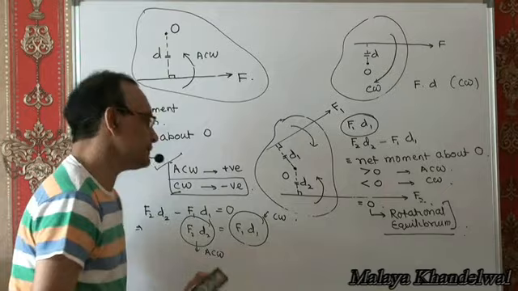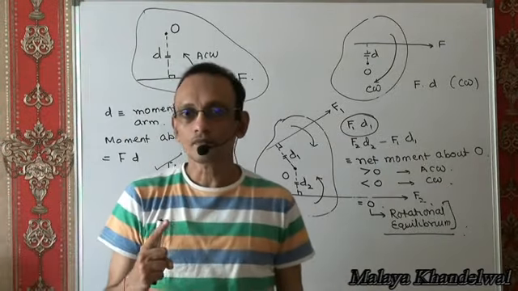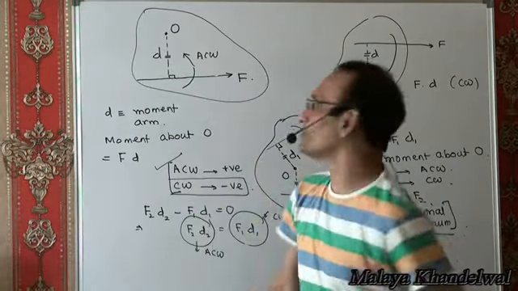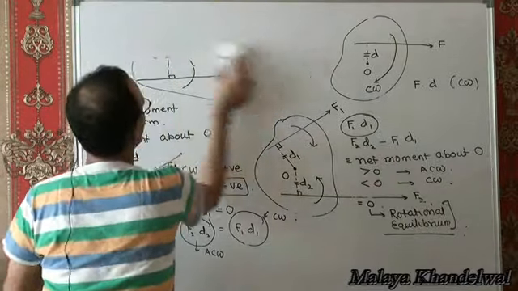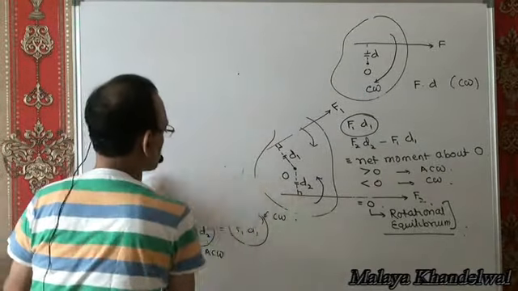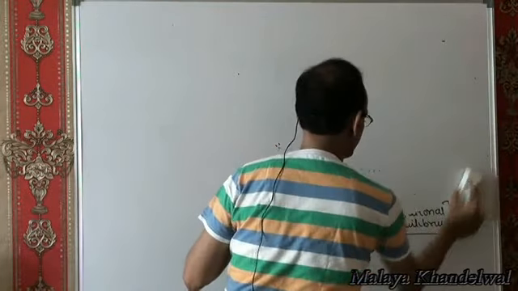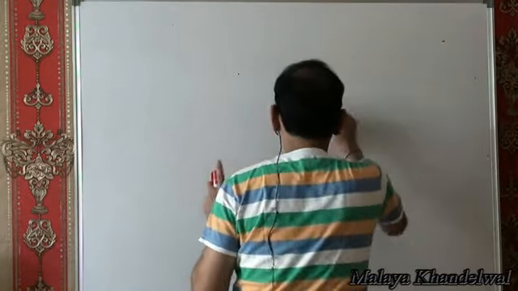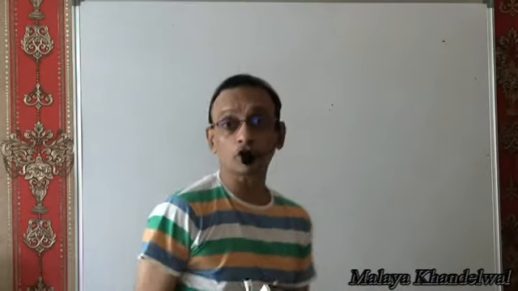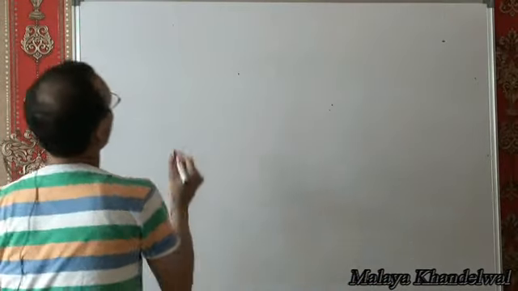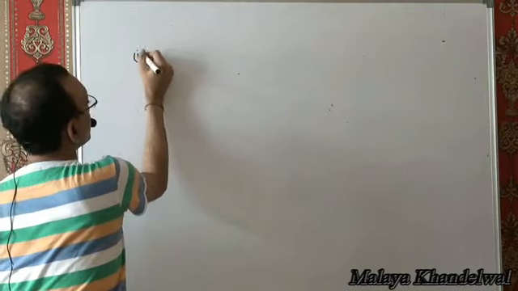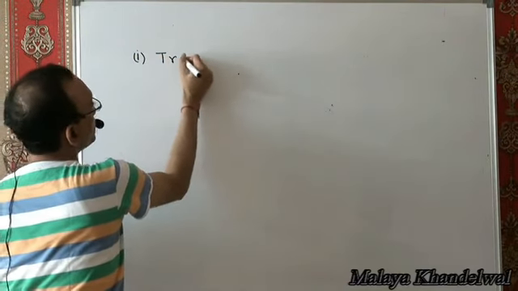Yes or no? Right? So which means when we are talking of equilibrium in general, then we are talking of total equilibrium. We are talking of 1, translational equilibrium.